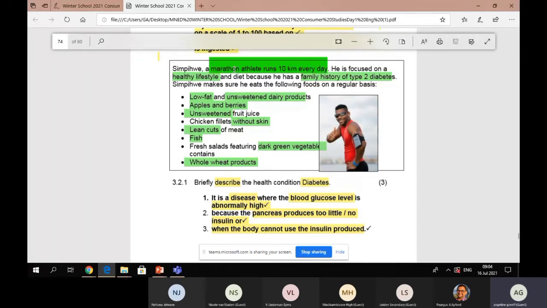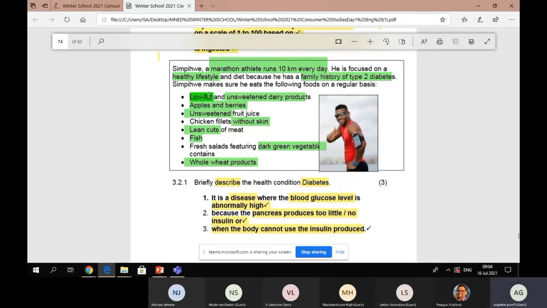So, they're talking about some PUA. He's a marathon athlete, runs 10 kilometers every day. Okay, so now we know he exercises regularly. He focused on a healthy lifestyle and diet. And the reason is because he's got a family history of type 2 diabetes. So they're giving you information. This information is of importance, right? And then they tell you what he eats on a regular basis.